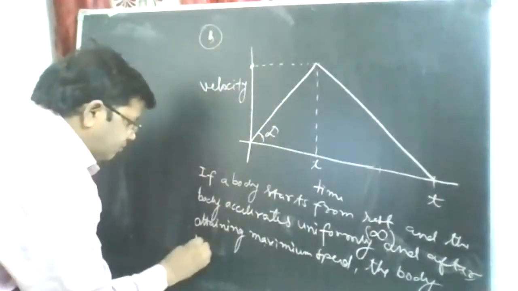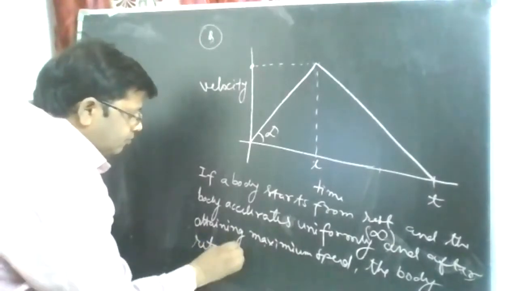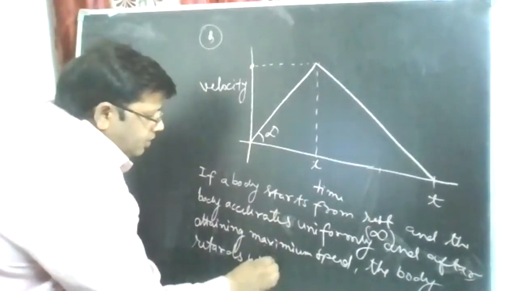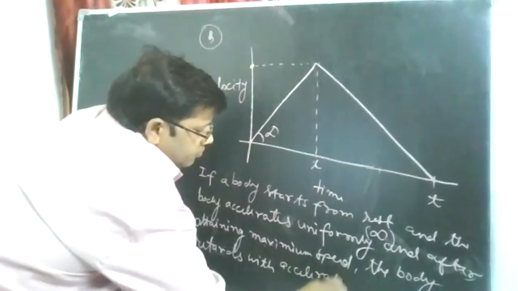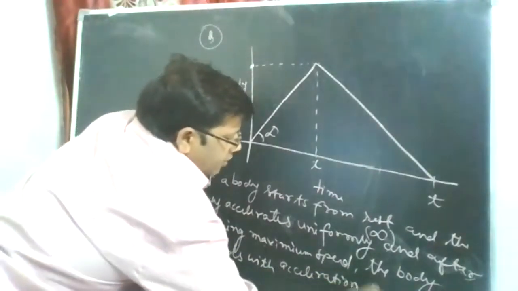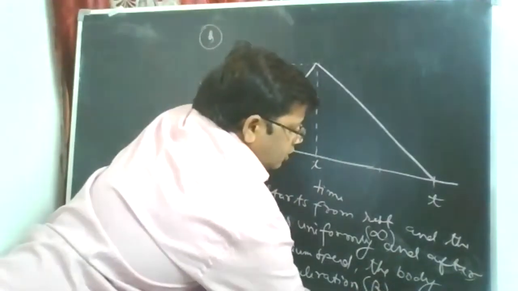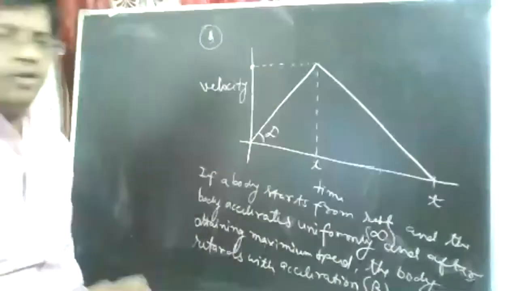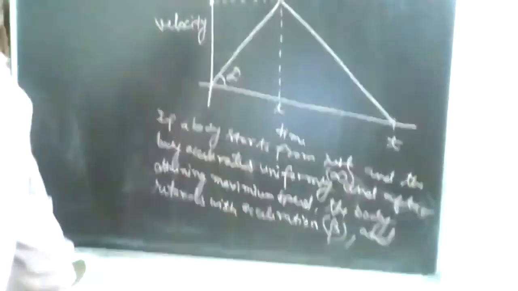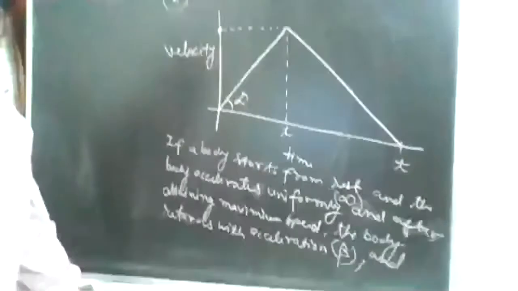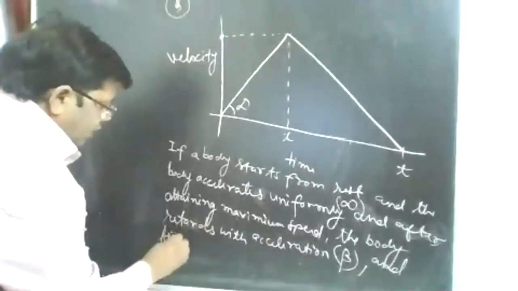retards with acceleration beta, and finally comes to rest. Finally comes to rest. After this, what is given?